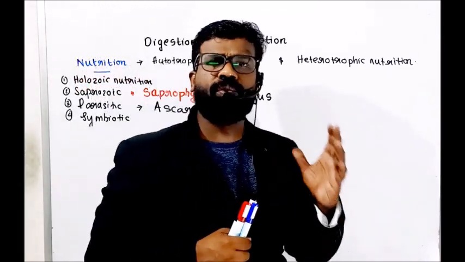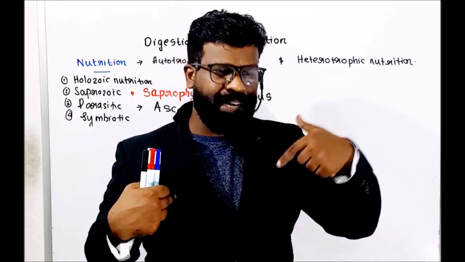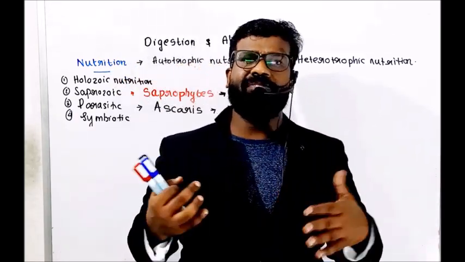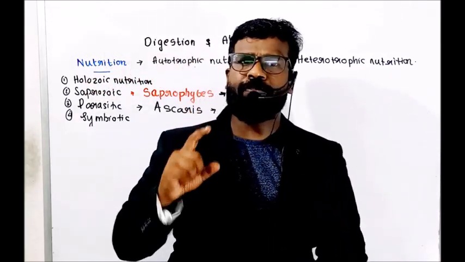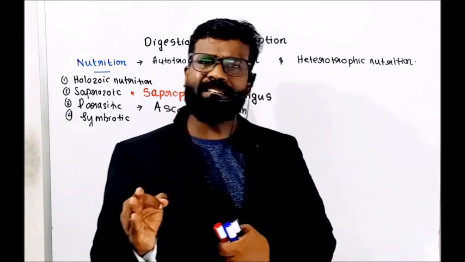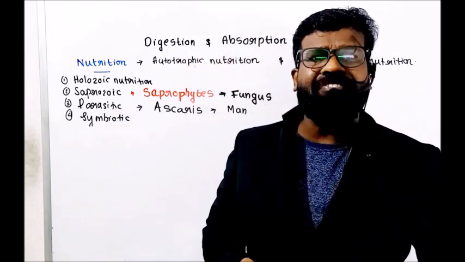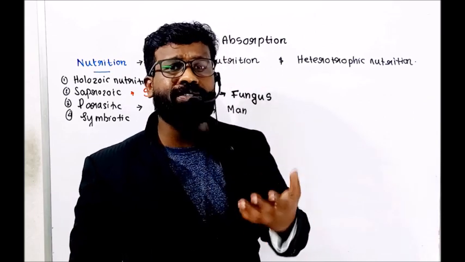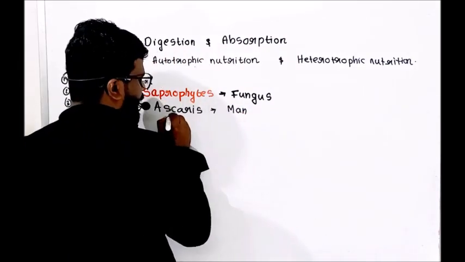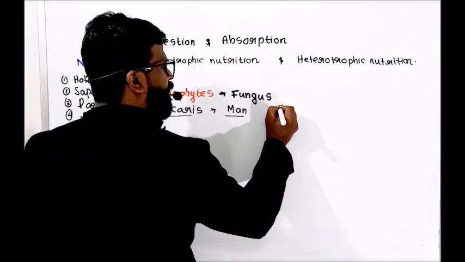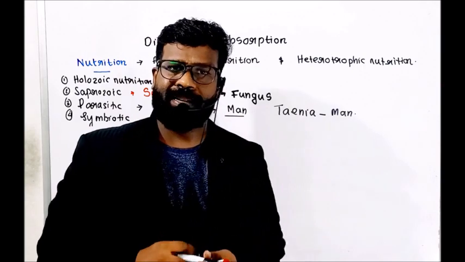But by acquiring nutrients from the host body, it adversely affects the host. After infection and multiplication of Ascaris, we suffer from malnutrition, intestinal blockage, internal bleeding, etc. So parasitic nutrition means acquiring nutrients from the host body, which adversely affects the host. Examples: Ascaris in man, then Taenia or tapeworm in man. This type of nutrition is called parasitic nutrition.